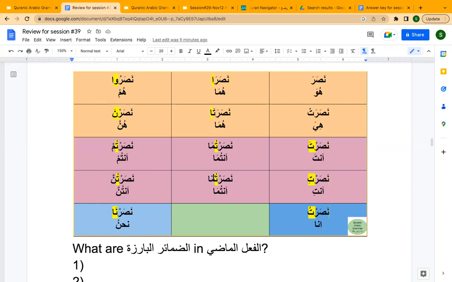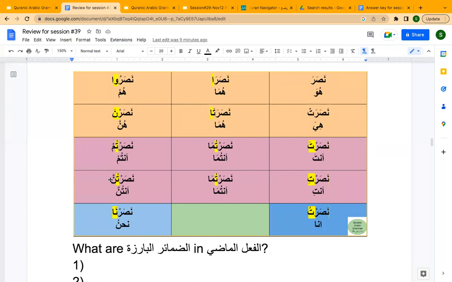Again in Nasartuma, that was the dual pronoun. Ma is ma'uttasniya, denoting number two. There are two people doing the action. In case of Nasartunna, ta is the pronoun. And noon mushaddada here, this is not the same noon as noon fatha. When noon is mushaddada, it is only there to indicate feminine plural.